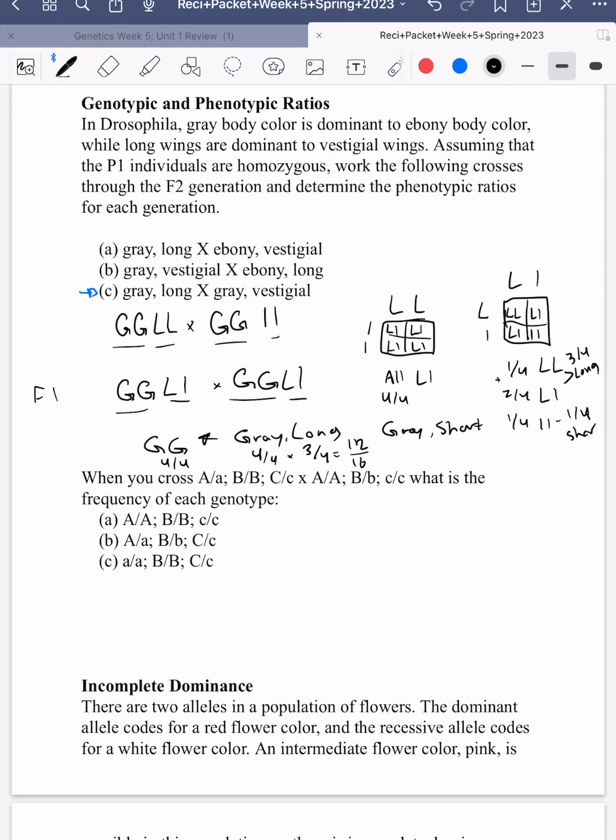The amount of individuals that can be gray is going to be 4 out of 4. Multiply that with the ratio of having short wings, which is 1 out of 4, which then equals 4 out of 16. So it would be a 12 to 4 ratio. Now, there's a common factor in this, so we can simplify it and make it 3 to 1. So this would be the phenotypic ratio for gray with long wings to gray with short wings. If you wanted to also account for ebony long wings and ebony short wings, we know that none of the individuals are going to have those, so we could just put 0, 0. If we wanted all of the different phenotypic possibilities.